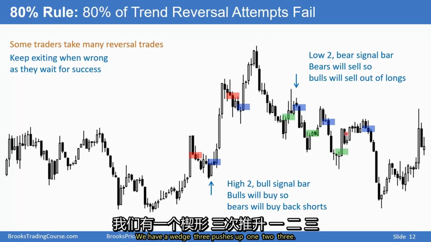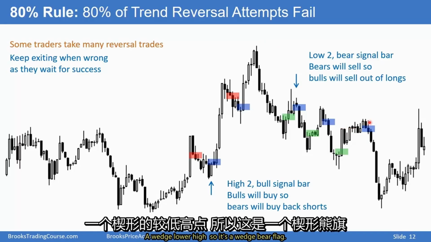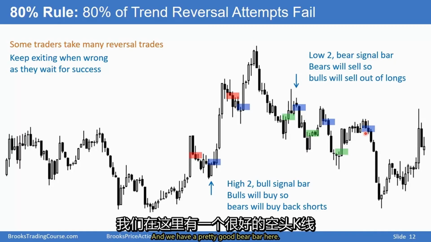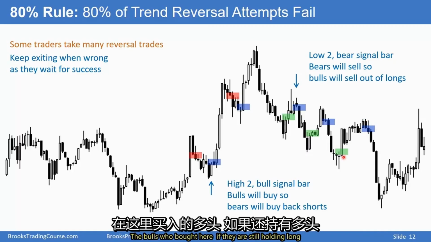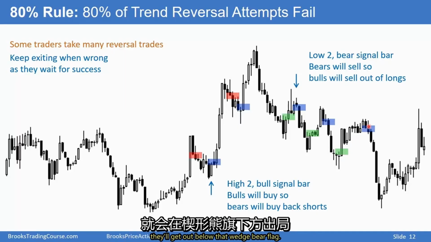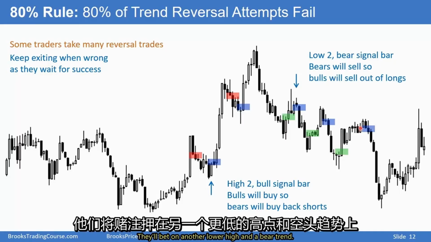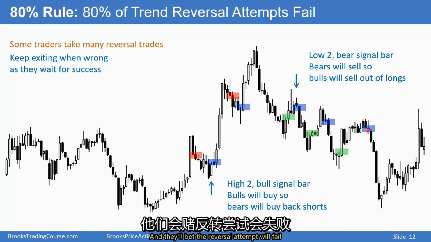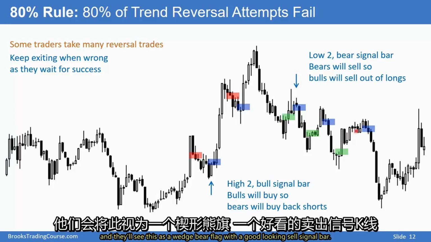We have a wedge, 3 pushes up, 1, 2, 3. A wedge lower high, so it's a wedge bear flag. And we have a pretty good bear bar here. The bulls who bought here, if they are still holding long, they'll get out below that wedge bear flag. And the bears who are flat will sell it. They'll bet on another lower high and a bear trend. And they'll bet the reversal attempt will fail. And they'll see this as a wedge bear flag with a good-looking sell signal bar.